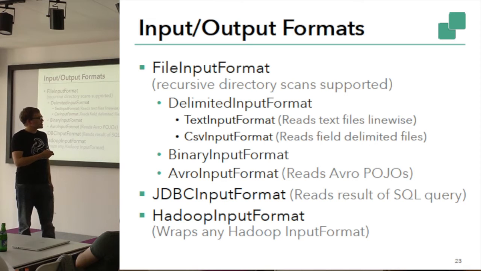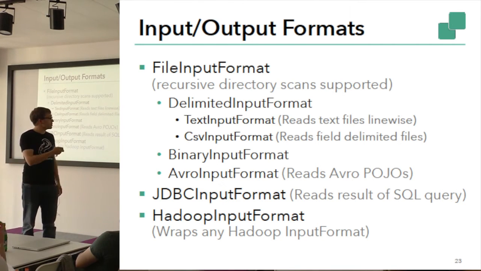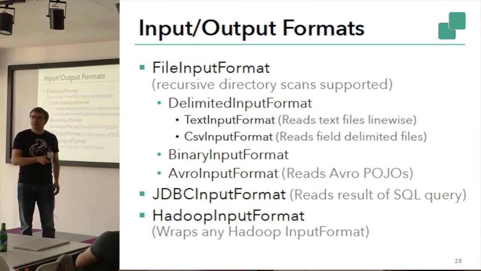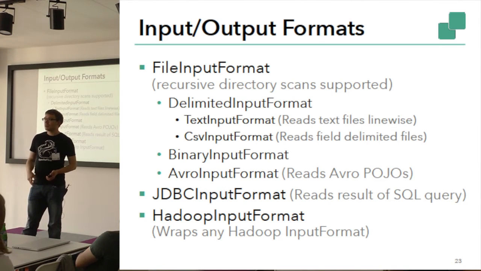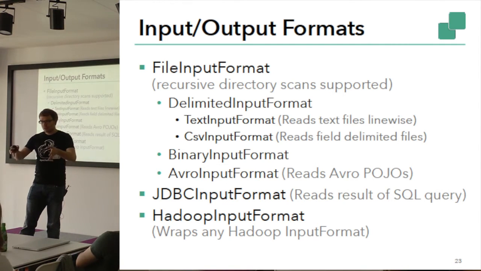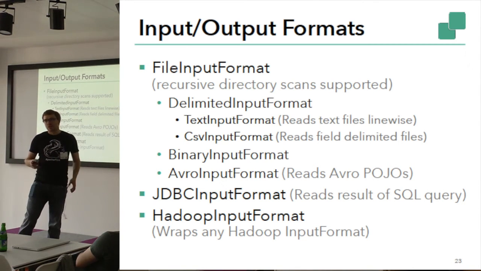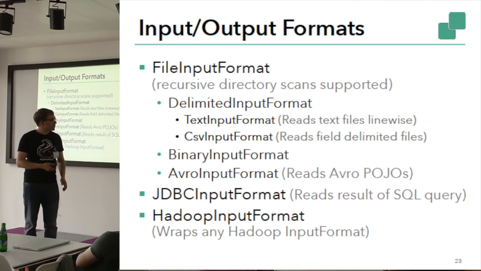Then there is a text input format which you can use out of the box. This is built upon the delimited input format and splits text files at line breaks, and will give you the strings of each. Basically, it reads the text files line-wise. So if you use a text input format, you get a data set of string, and each string will be a line in a text file.